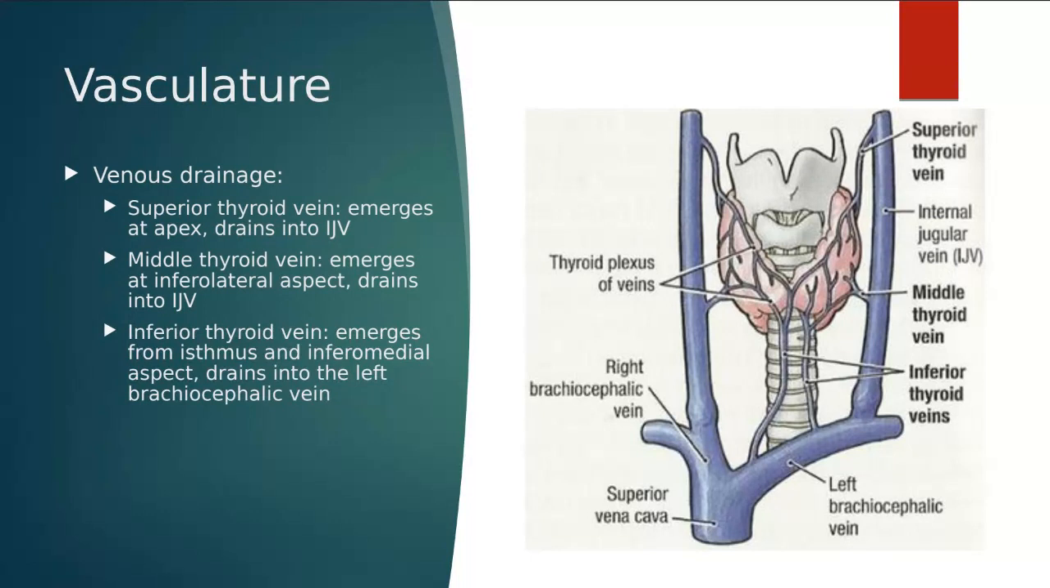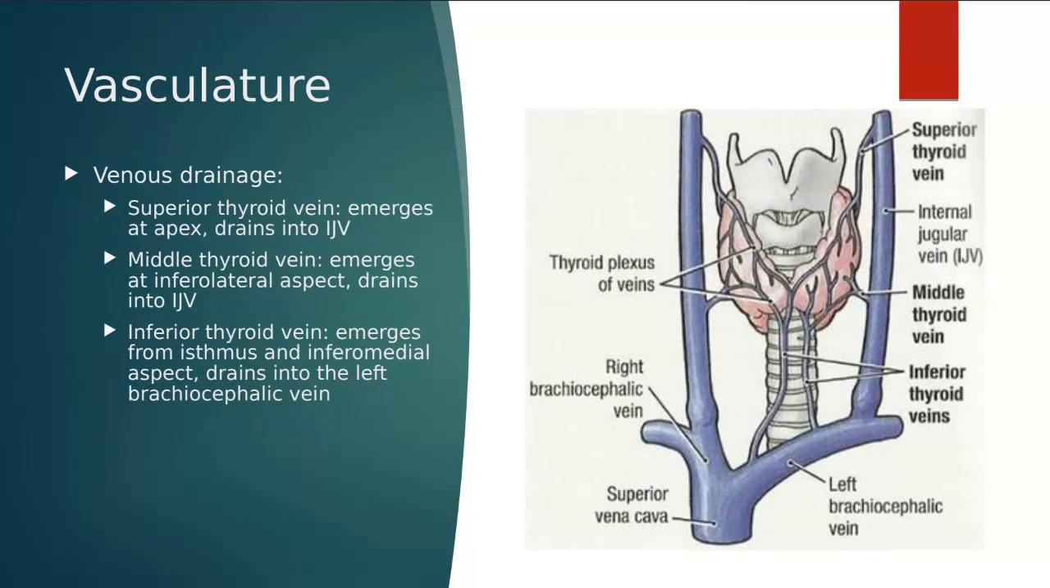We also have a middle thyroid vein, which is going to drain the middle aspect of the thyroid. It's going to come off of the thyroid at the bottom outside aspect of the tissue, the inferior lateral aspect. And again, that's going to drain directly into the IJV. And then we have our inferior thyroid vein. This is going to join at the bottom inner, the inferior medial aspect, and instead of draining into the IJV, it's going to drain into the left brachiocephalic vein.